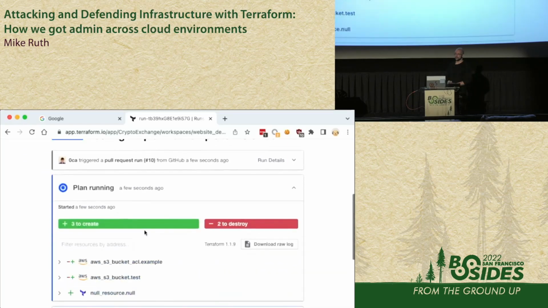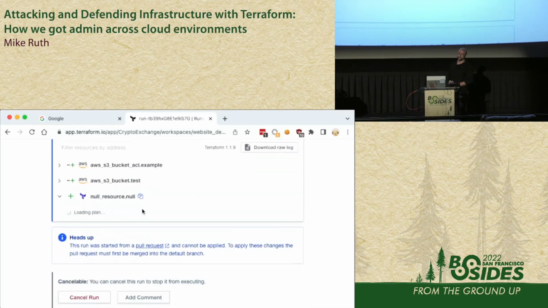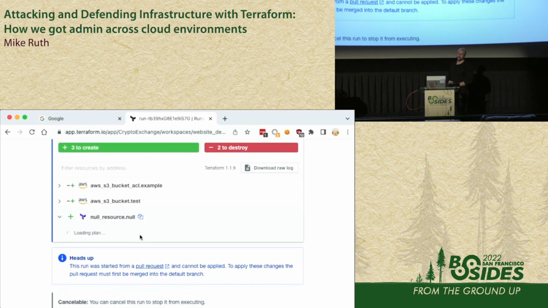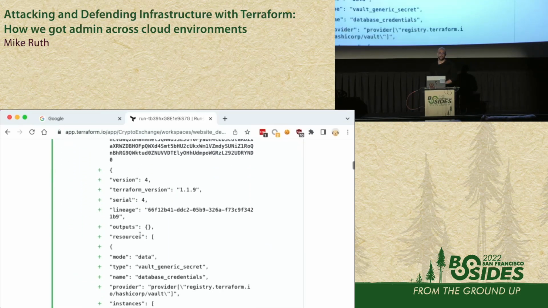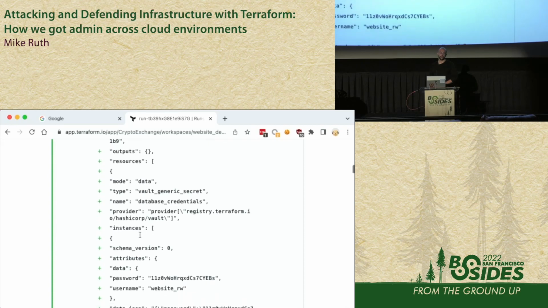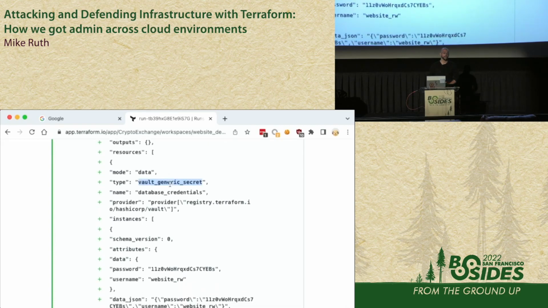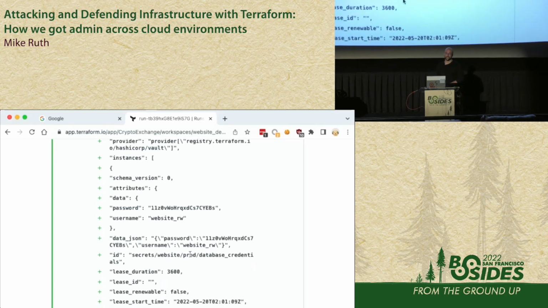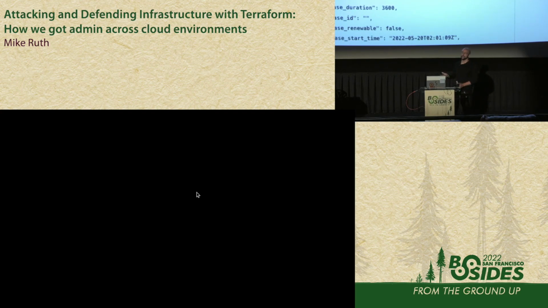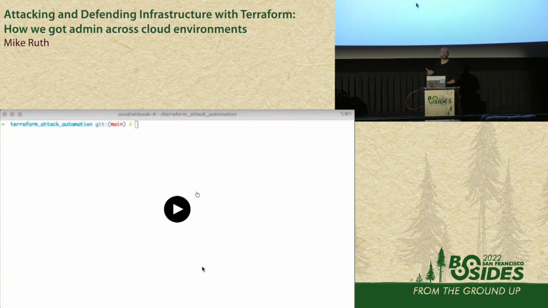The plan kicks off, and we can see again that our malicious null resource was created. And inside this, we'll be able to see the link to the state file right there. And then we sort of unfurl what's in there, and we see that we have database credentials from Vault configured. And those database credentials are associated with what appears to be the prod environment. So we've been able to get, say, a username and password for a prod environment through a PR from dev.